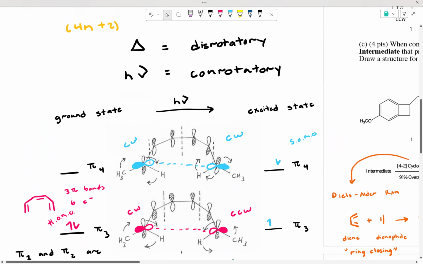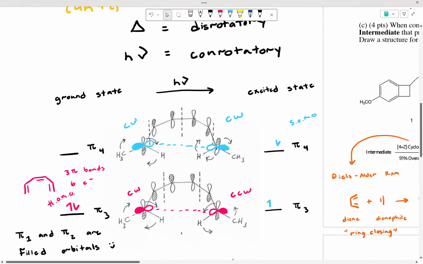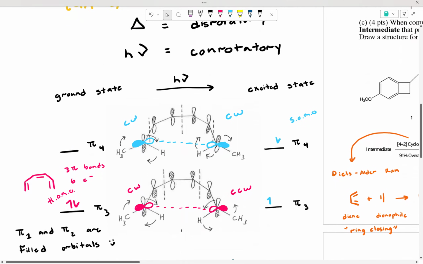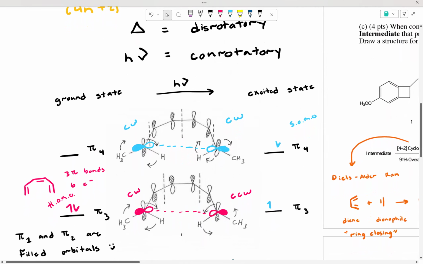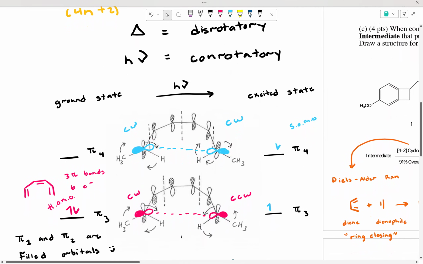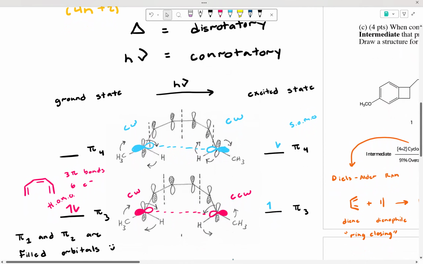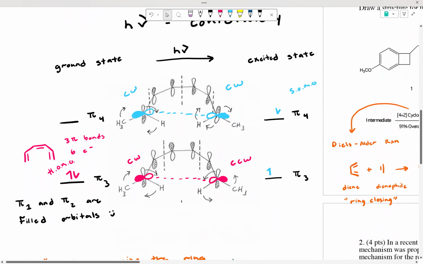So in short, for the 4n plus 2 pi system, if we use heat, our molecular orbitals are going to rotate in the opposite direction, or disrotatory, relative to each other. If we use light, we're going to rotate conrotatory, or in the same direction relative to each other, in order to form bonds for this molecule.